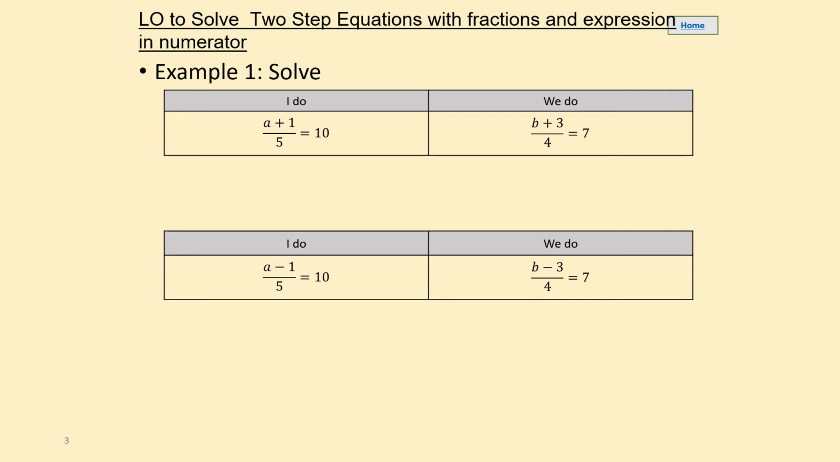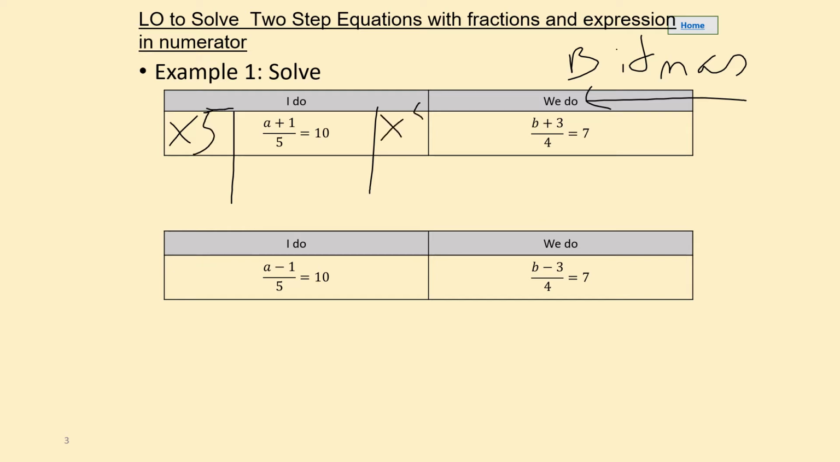Okay, here we go again. Right, we are still following BIDMAS backwards. Additions and subtractions: well, we can't get to any addition and subtraction because it's being divided by 5. So we've got to get rid of the divide by 5 first. The opposite to divide is multiply by 5. Then we can get to the addition and subtraction. So if we multiply by 5, a plus 1 equals 10 times 5, which is 50.